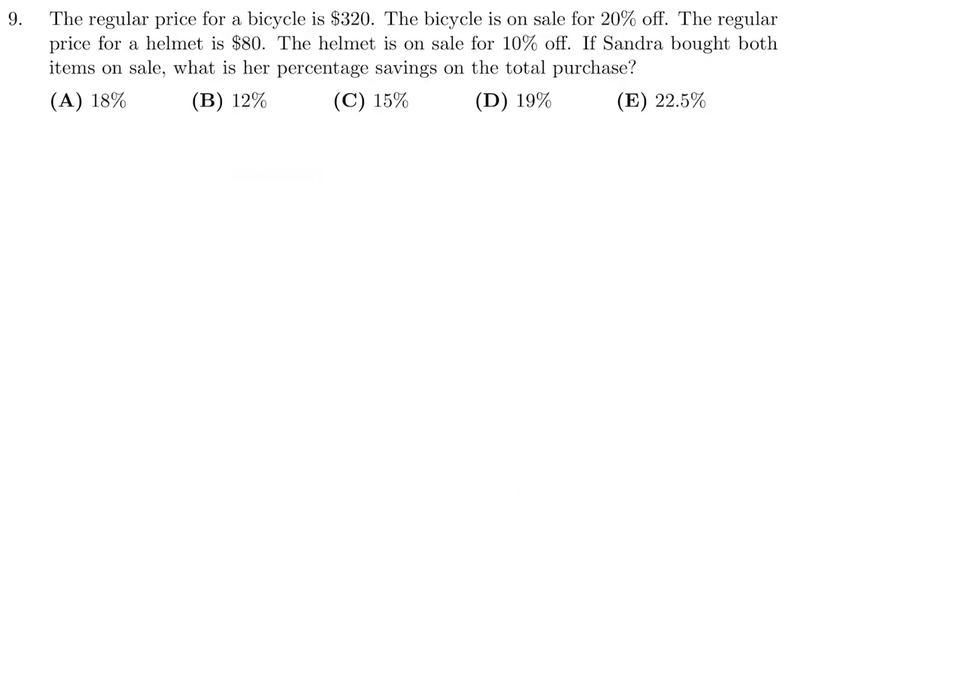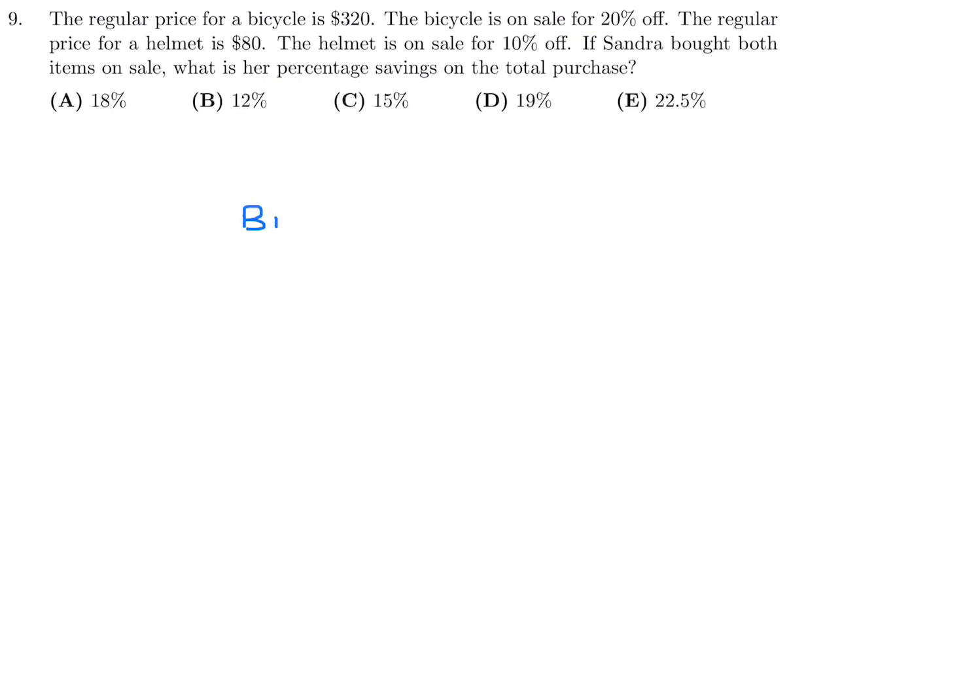The regular price for a bicycle is $320. The bicycle is on sale for 20% off. The regular price for a helmet is $80. The helmet is on sale for 10% off. If Sandra bought both items on sale, what is her percentage savings on the total purchase?